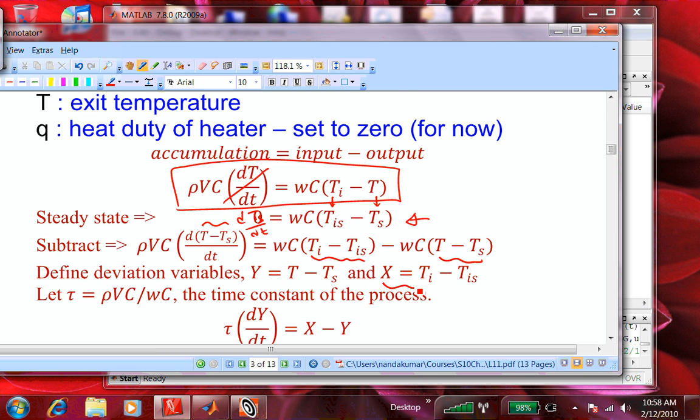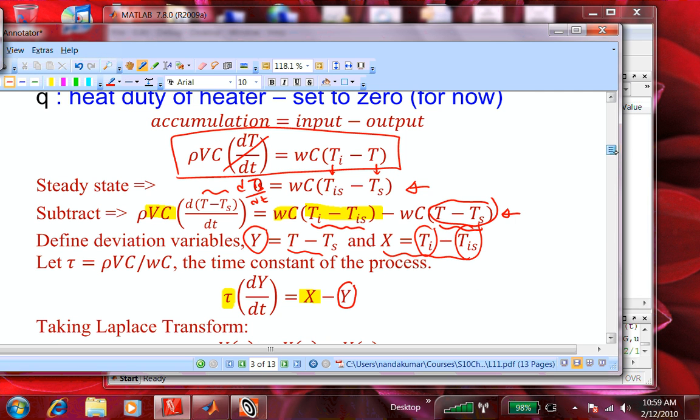So now I call x the deviation in the forcing function, which is the inlet temperature Ti minus Tis, the deviation from Tis. And T minus Ts is the output y, which is my output variable. So the differential equation, in terms of the deviation variables introduced here, simply becomes capital Y, this becomes capital X, the input, and this whole factor, rho V c divided by Wc, becomes tau. That is the process time constant.